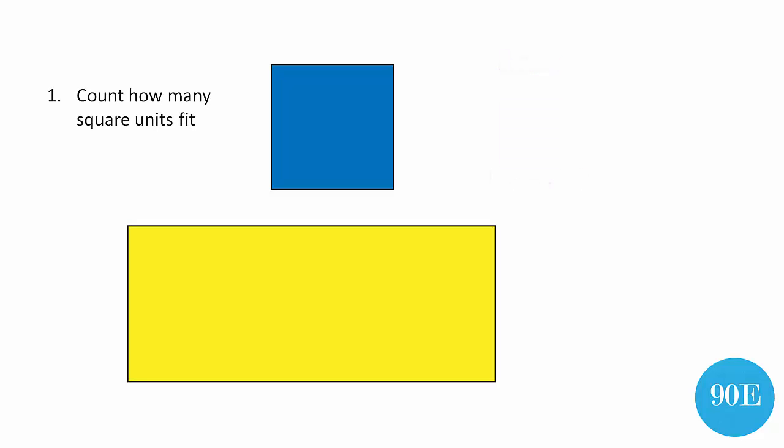The first is to literally count how many square units will fit inside the shape. Let's do that with our two shapes here. So first, our blue square. We can count that 4 square units fit inside that square. So the area is 4 square units. Pretty simple.